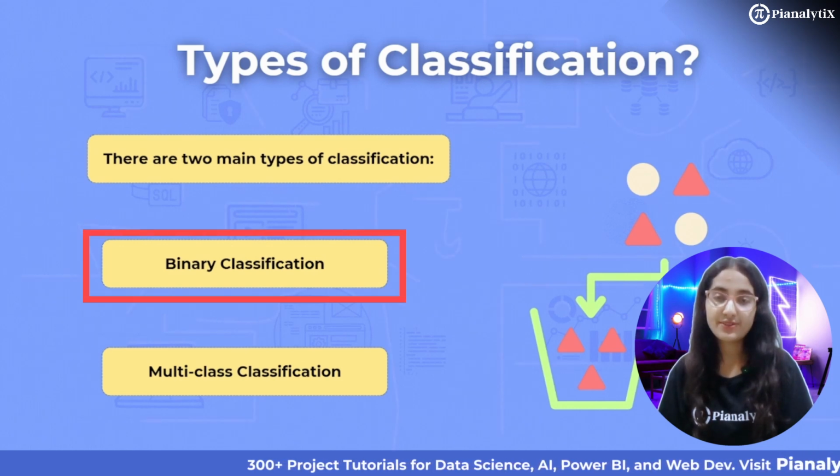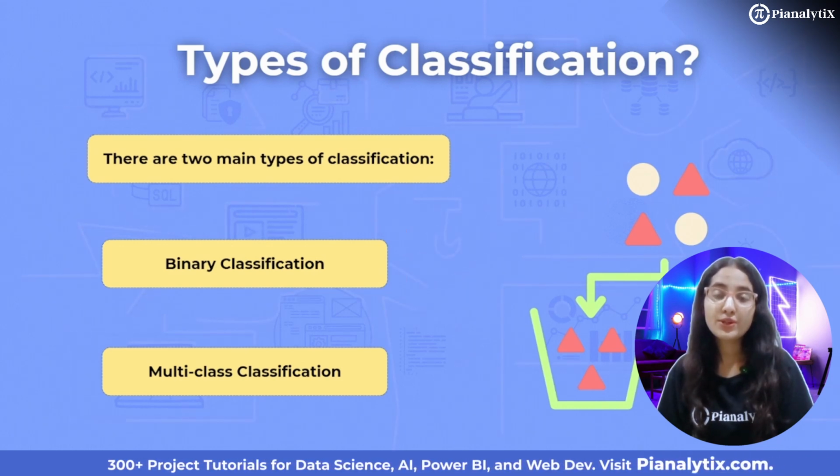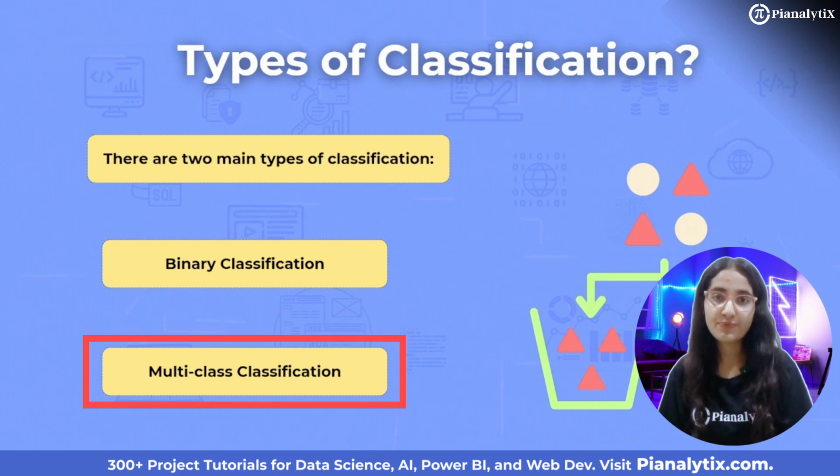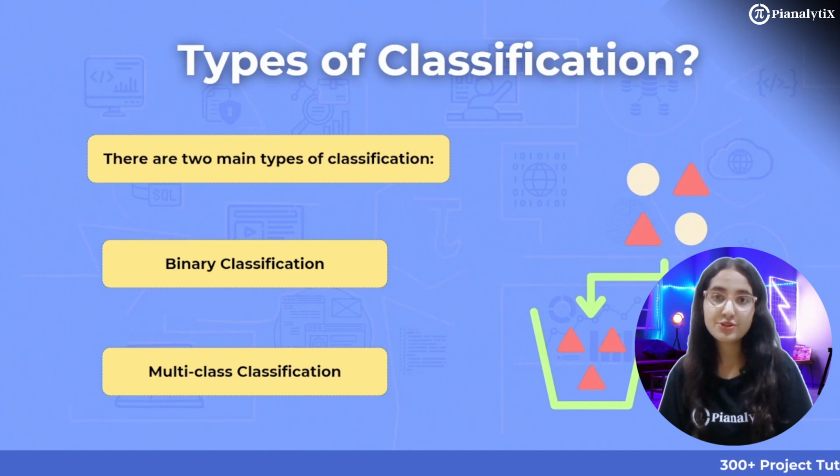First, binary classification. When there are only two possible outcomes, that is, yes, no, or true, false, these are binary classification. Second, multi-class classification. When there are more than two outcomes, example, classifying animals into categories like cat, dog, or bird. Decision tree can be used for both binary and multi-class classification.